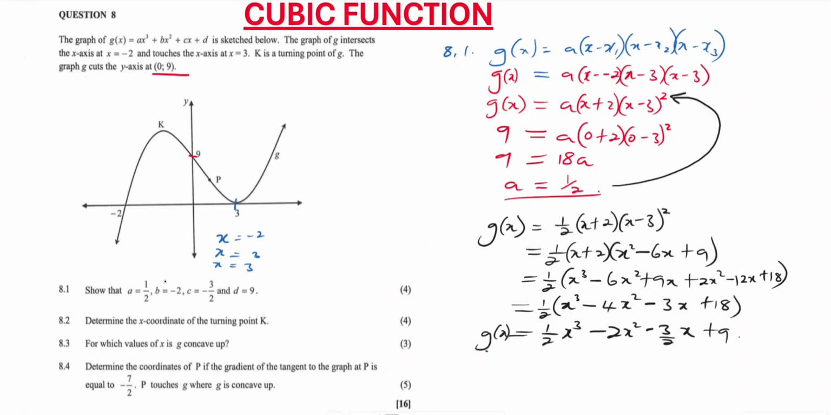So we can see now we have determined our values of a, b, and c. So we'll come back here. That's where you match your values then. So the value of a is the coefficient of x cubed, so a is equal to half. Then b is the coefficient of x squared, so b is equal to -2. c is the coefficient of x, which is -3/2. Then d is the constant value, which is a null.